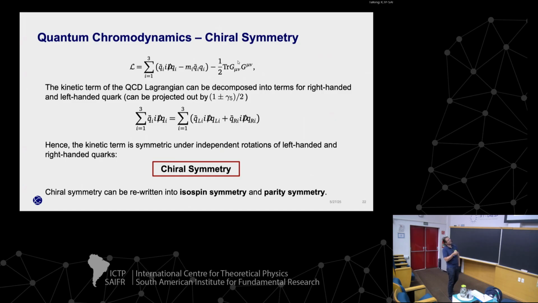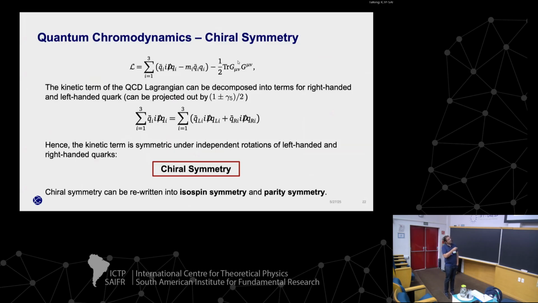Perfect. So if you look at this very, very simple Lagrangian that describes the QCD interaction, if you set the masses to 0 and ignore the gluons for now, if you only focus on the kinetic term, you can split it and project it on left and right-handed quarks. So chirality is like if the spin is aligned with the momentum of the quark or anti-aligned. So is the rotation left-handed or right-handed? That's why I write this, and basically the symmetry is called chirality, which is where this comes from.